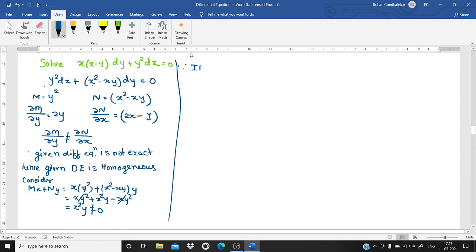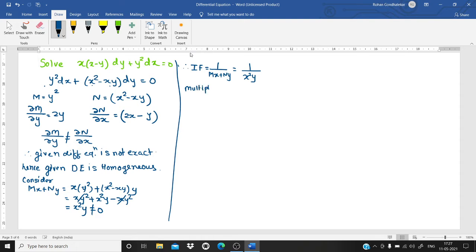Therefore, the integrating factor is equal to 1 upon Mx plus Ny. So what is 1 upon Mx plus Ny? It is 1 upon x square y. So multiply the given differential equation by the integrating factor. So what we get? We get 1 upon x square y into y square dx plus 1 upon x square y into bracket x square minus xy dy equals to 0.